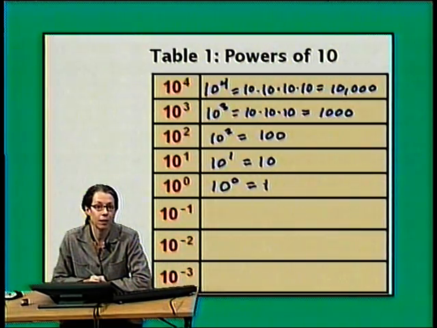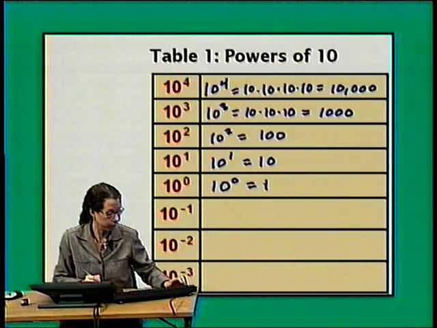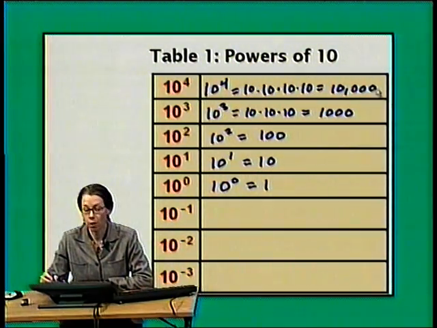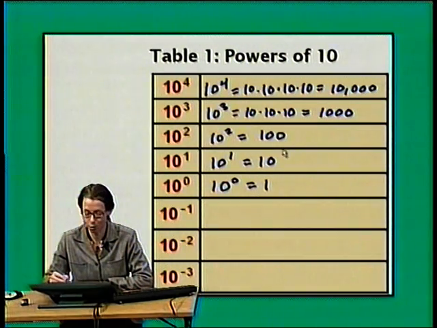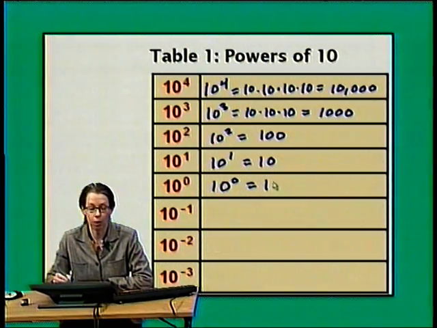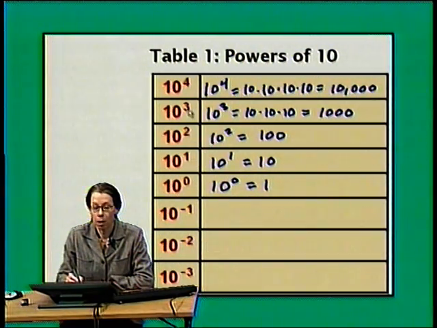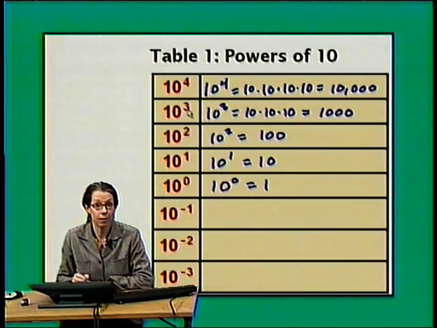Now, before I continue, let's see if we see a pattern here. 10 to the 4th, that's 1 followed by 4 zeros. 10 cubed, 1 followed by 3 zeros. 10 squared, 1 followed by 2 zeros. 10 to the 1st, 1 followed by 1 zero. 10 to the 0, 1 followed by no zeros. So we certainly see a pattern when we're looking at positive or non-negative integer exponents on 10.